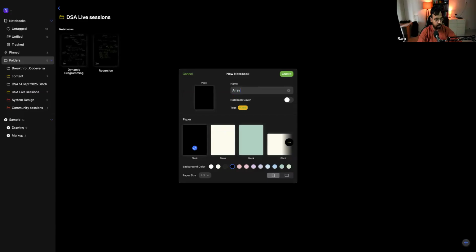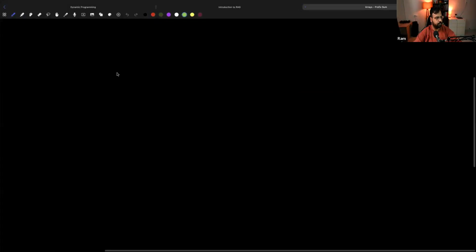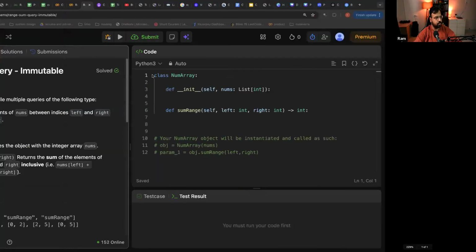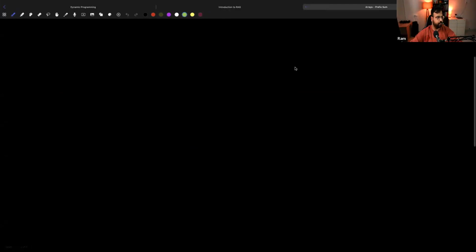Arrays and prefix sum. So this is Leetcode 303.